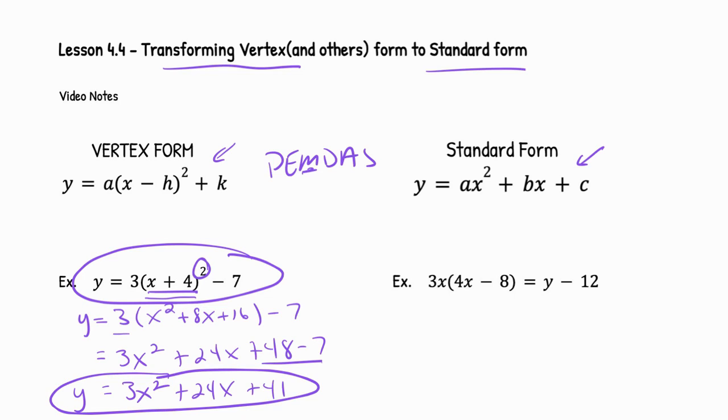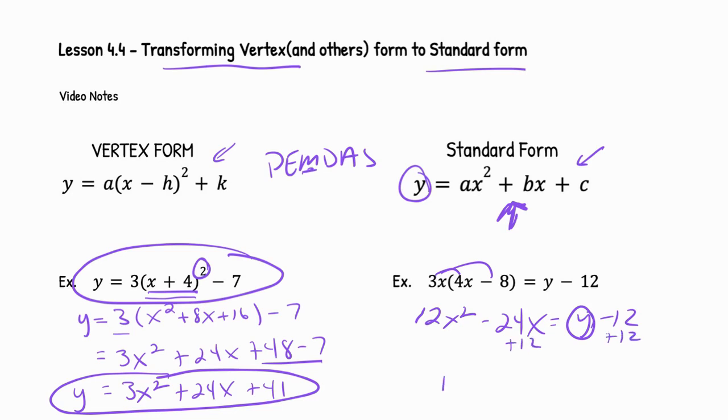Second one, we're still trying to get to standard form, which means it needs to look like that. So we just work through it, solve it logically. 3x times 4x is 12x squared. 3x times negative 8 is negative 24x, and that equals y minus 12. Now the goal is to get to standard form, which is y equals, so we need to make it equal to y. In this case, I need to get the y by itself, so I'm simply going to add the 12, which gives me 12x squared minus 24x plus 12 equals y.